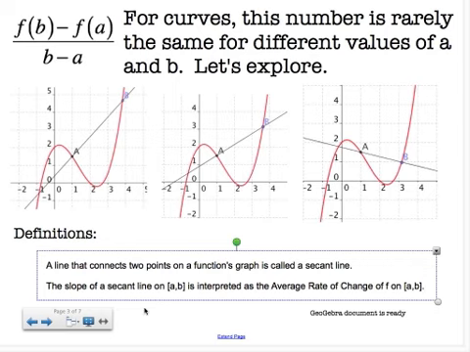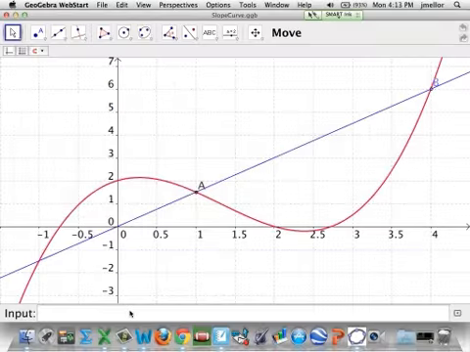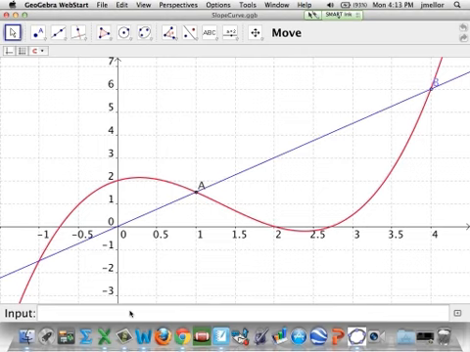Okay, so we're going to go ahead and explore this a little bit using GeoGebra, and that's going to get us to what we want to talk about today as far as how curves have slope that has any meaning to us. So here's a picture of a curve in red, and I have point A at x equals 1, and this point is locked. It's not going to move. But point B is going to move, and I'm going to move this point B closer to point A.